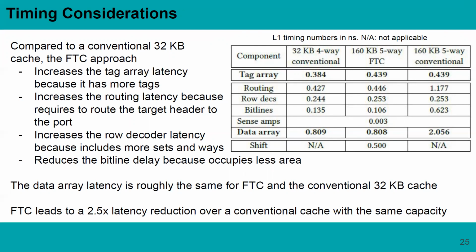Overall, the data array access time is roughly the same for both FTC and the conventional 32 kilobyte cache. In contrast, the conventional 160 kilobyte cache substantially increases the routing and bitline delays, leading to a much larger access time.